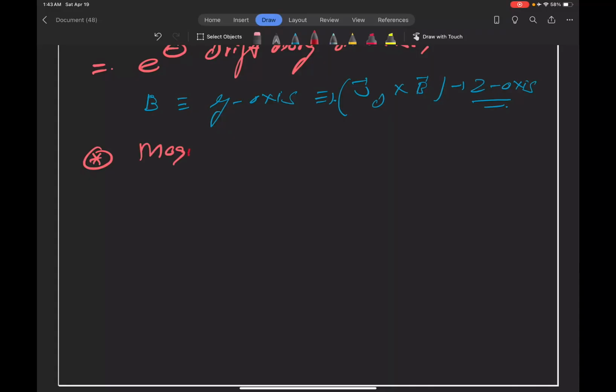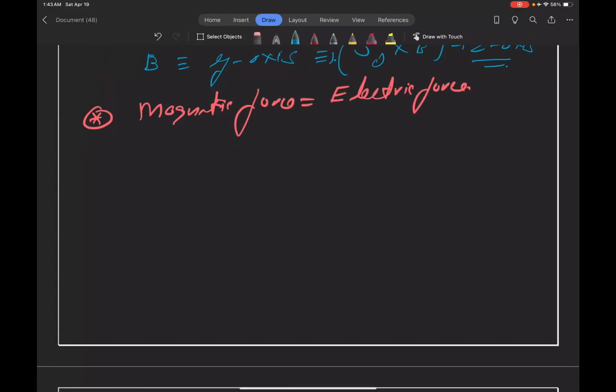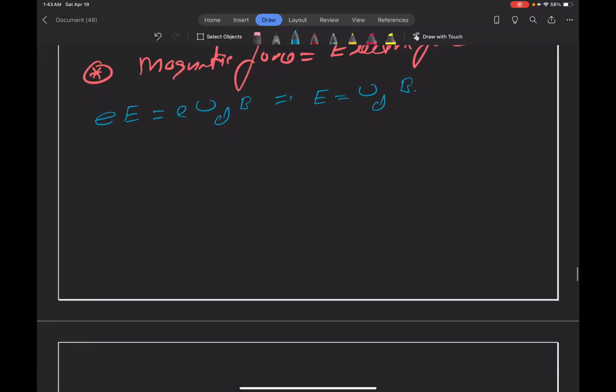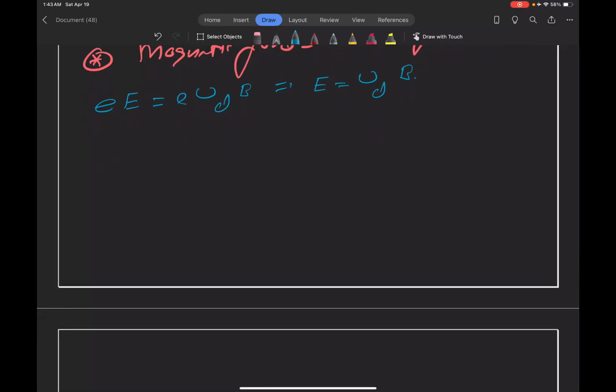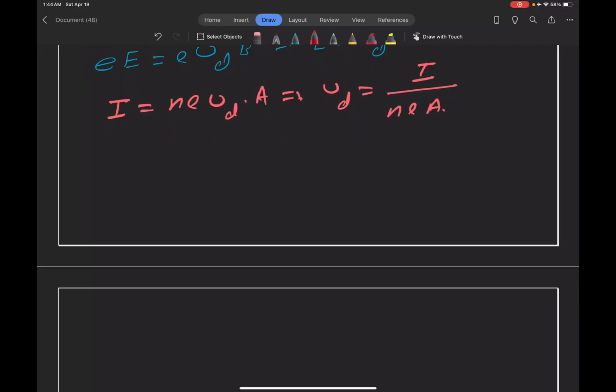So we have magnetic force is equal to our electric force. So we can write E multiplied by electric field will be equal to E drift velocity multiplied by the magnetic field. So this gives me that the electric field is equal to drift velocity multiplied by the magnetic field. And we know the relationship between the drift and current. We can say the current I is equal to NE drift velocity multiplied by area. So therefore, we can write from here our drift velocity is equal to current divided by NE multiplied by area, where N is the charge carrier density and A is the cross-sectional area.